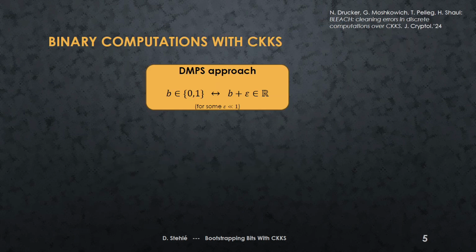There was a breakthrough result this year by Drucker, Moshkovich, Peleg, and Scholl, who explained how to use CKKS to do exact computations, in particular binary computation. They do a bit more than binary, but in particular they focus on binary. To encode a bit B, which is 0 or 1, they just view the bit as a real number. So 0 goes to 0 as a real number, and 1 goes to 1. And because you have real numbers, in the translation you are adding errors. So 0 becomes 0 plus epsilon, 1 becomes 1 plus epsilon, for a very small epsilon.